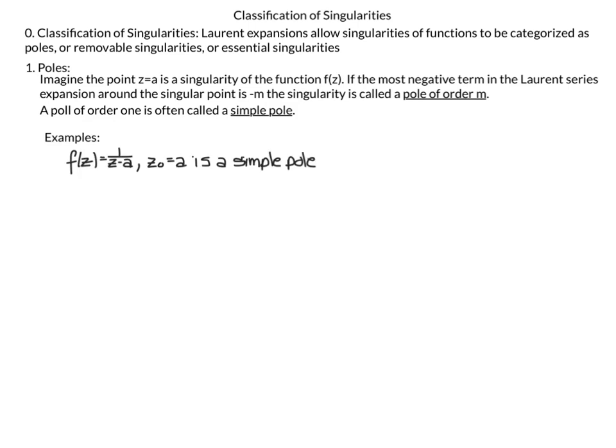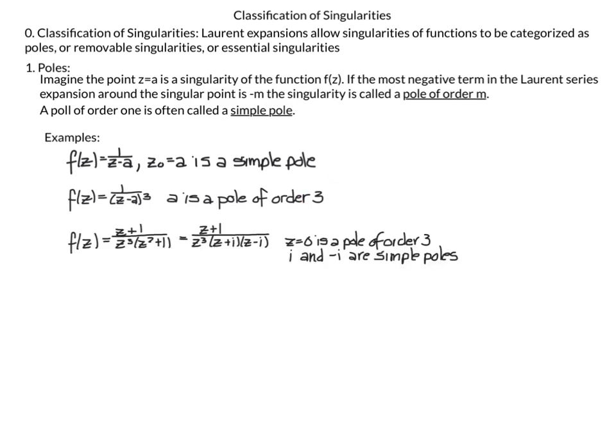Our first example is f of z is equal to 1 over z minus a. So z naught equals a is a simple pole because that's where our function diverges. Since the largest negative exponent is 1, z minus a to the first power, it is a simple pole. Here we have f of z equals 1 over z minus a cubed. Now in our Laurent series expansion, which only has one term, our most negative exponent is 3, which means a is a pole of order 3.